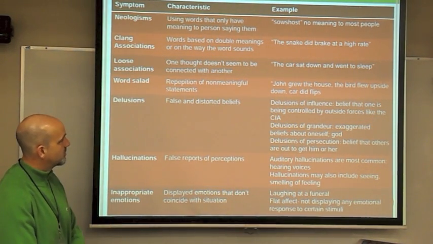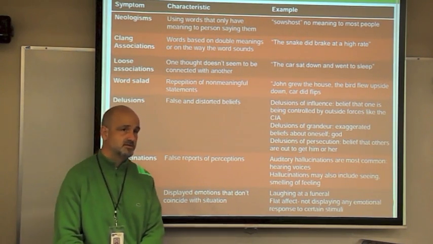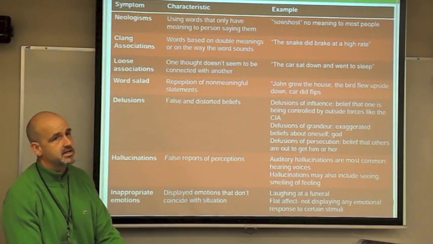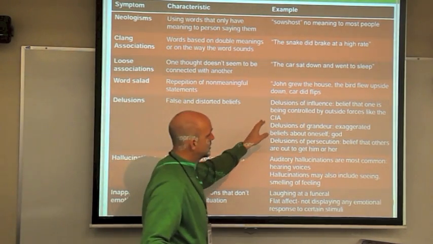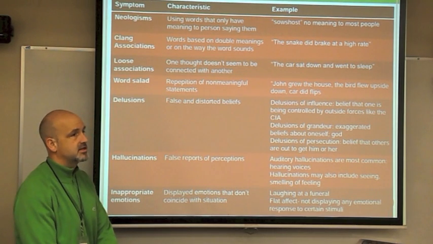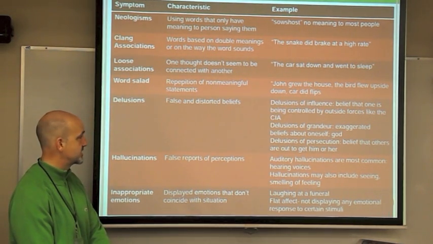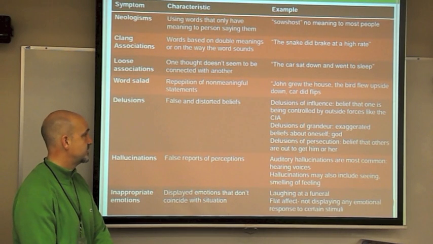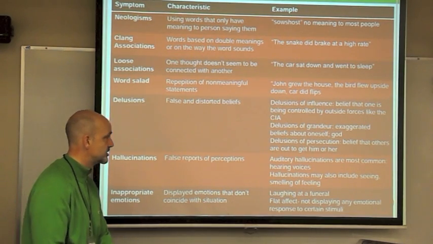Now, two of the more common ones, delusions, are false and distorted beliefs. Delusional thinking is a false belief. Now, delusions of influence, and there's several of them. Delusions of influence believe that one is being controlled by outside forces, that they're simply being followed, that someone's bugging their phone line, that someone's listening in their brain, that somebody's tapped their life, and they injected them with a poison that records all their information.